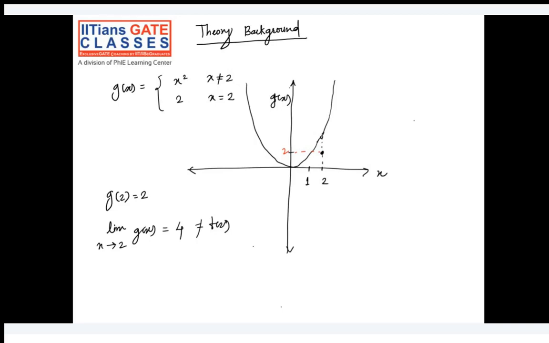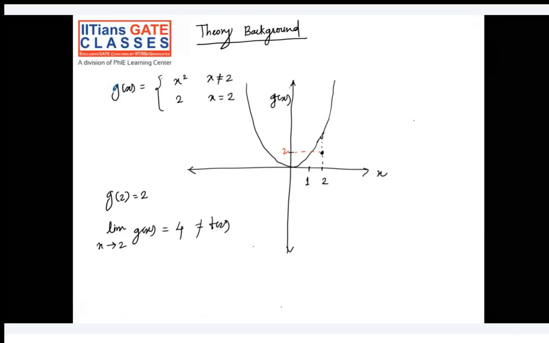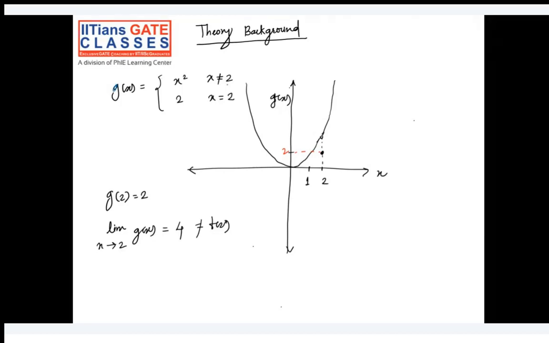Okay, Arjun, I'll explain once again. The function given here is g of x. The value of g of x is x square when x is not equal to 2. Not equal to 2 means x equal to 1, 1.5, 0, 3, 8, 9, 10, minus 10, 20, minus 11, anything except x equal to 2. At all points of x, the function will behave in this manner. So what is x square? X square is a parabola, right?